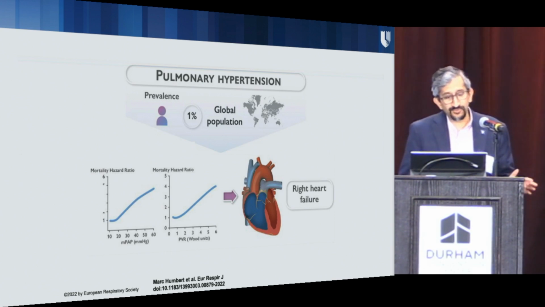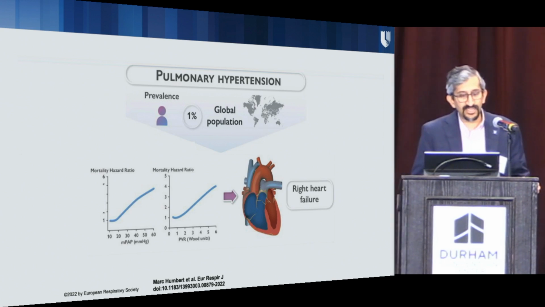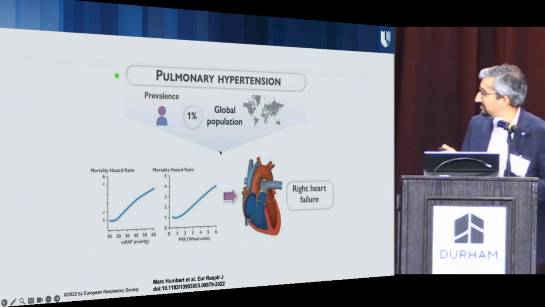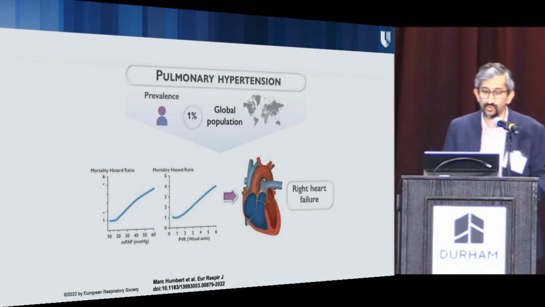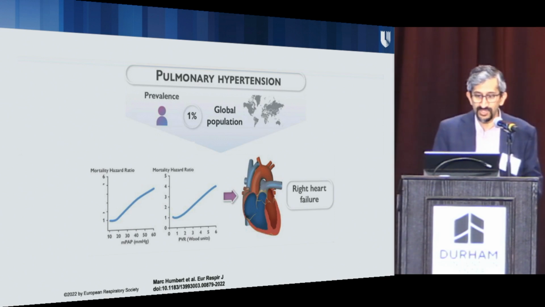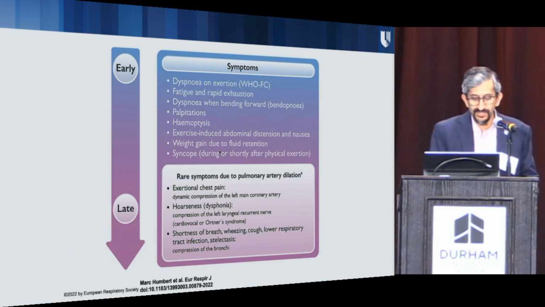And why do we have this new definition? Because in population-based studies, we see an increase in mortality when the mean PA pressure is greater than 20, as well as an increase in mortality when the PVR is greater than 2 Wood units, because these are associated with the development of right heart failure. What are the symptoms of pulmonary hypertension?